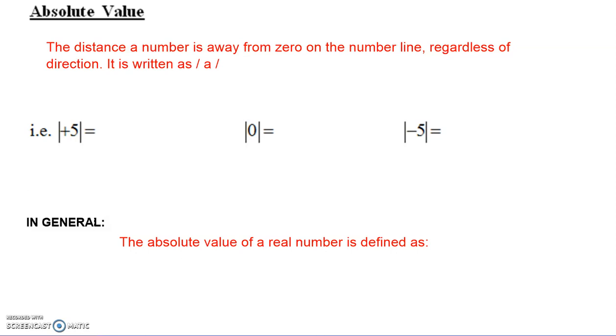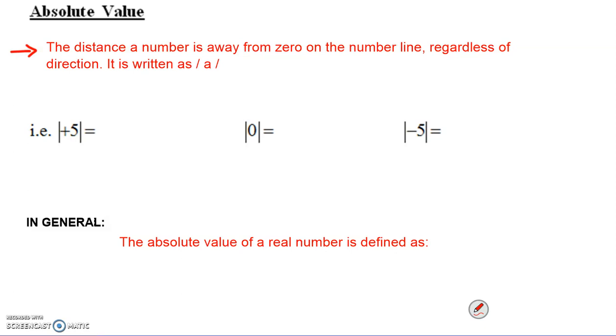Grade 11s, we are going to be starting a new chapter talking about absolute value. So first of all, the definition. Absolute value is the distance a number is away from zero on the number line, regardless of the direction. It is written as absolute value of A. So again, it's with those straight brackets. So let's look at some examples.